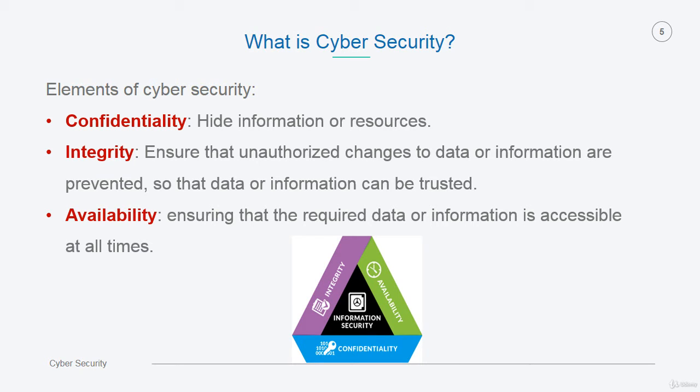Integrity means that we need to ensure that unauthorized changes to data or information are prevented. So we are ensuring the authenticity of information, that the information is not altered, changed, or modified, and making sure the source of information is genuine. The third element, which is availability, is to make sure that required data or information is accessible at all times, but only by authorized users.